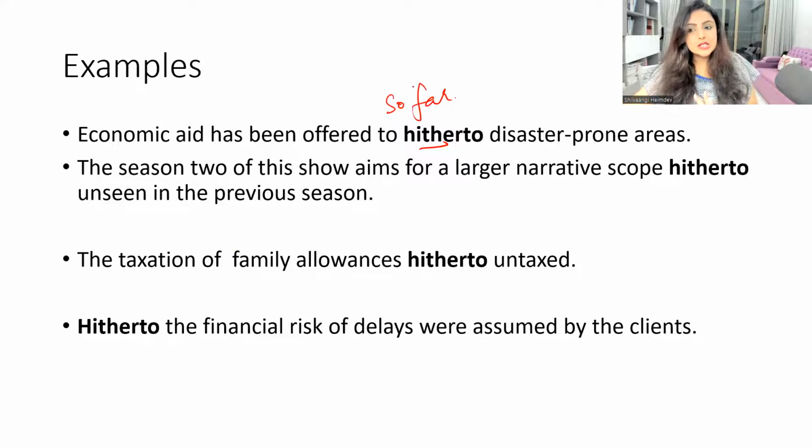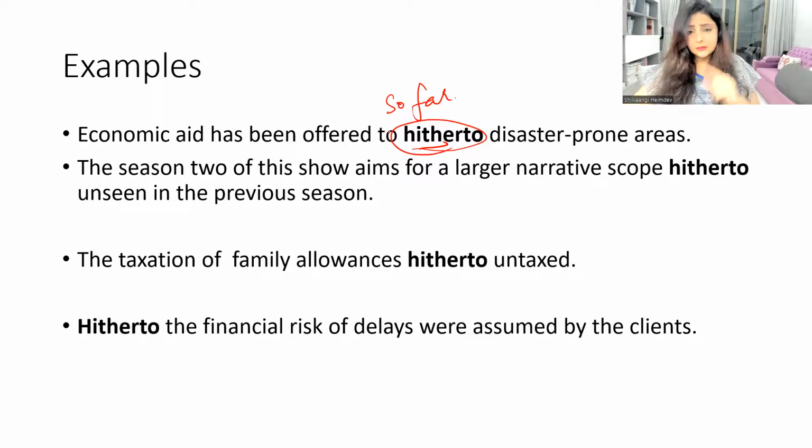Okay. So just substitute "so far" in the sentence. Wherever you feel "so far" fits in correctly, in the place of "so far" you can just put "hitherto". Just substitute it with "so far" and check how it sounds. Like, economic aid has been offered to so far disaster-prone areas. Has been offered what? Economic aid. Okay. So instead of "so far", I am putting "hitherto" here.